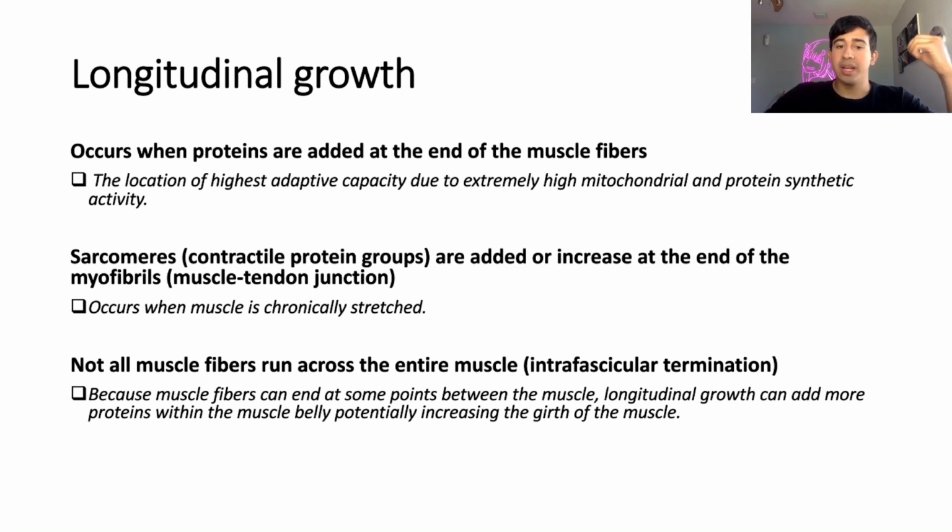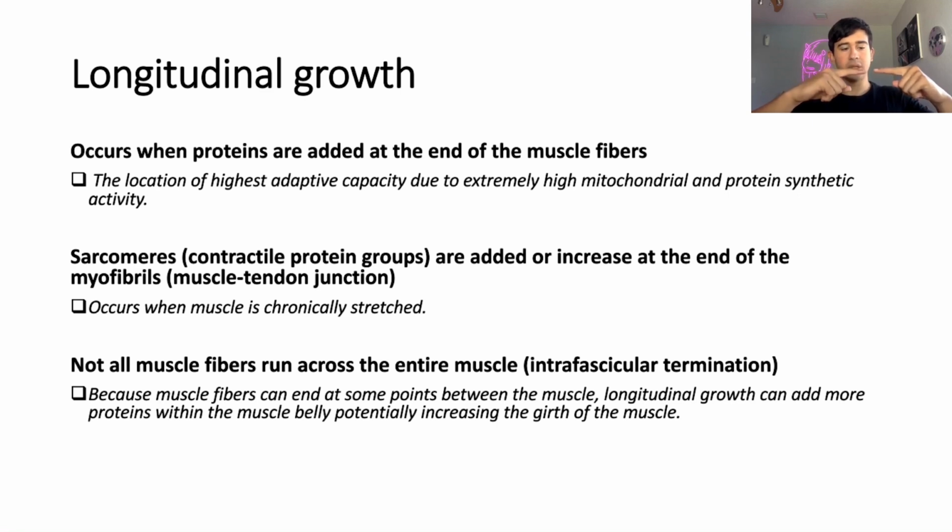are added or increased at the end of the myofibrils, right? The muscle tendon junction. And this occurs when a muscle is chronically stretched or constantly stretched, right? So when we're doing an exercise or you're stretching, you really want to make sure you're stretching that muscle. This can theoretically add sarcomeres, what's known as in series, or serial sarcomere numbers.